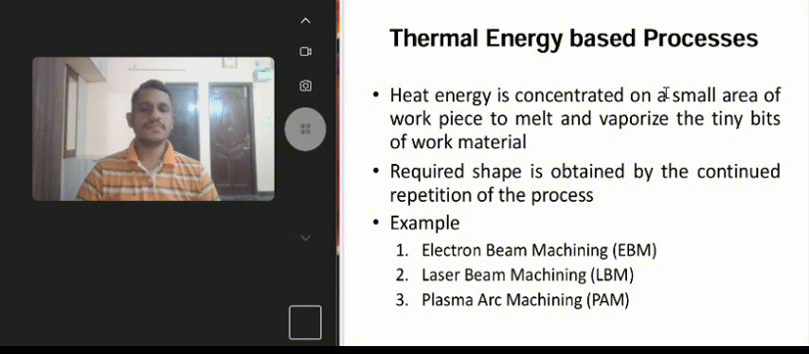Example: electron beam machining (EBM). Second one, laser beam machining (LBM). Third, plasma arc machining, which is called PAM.